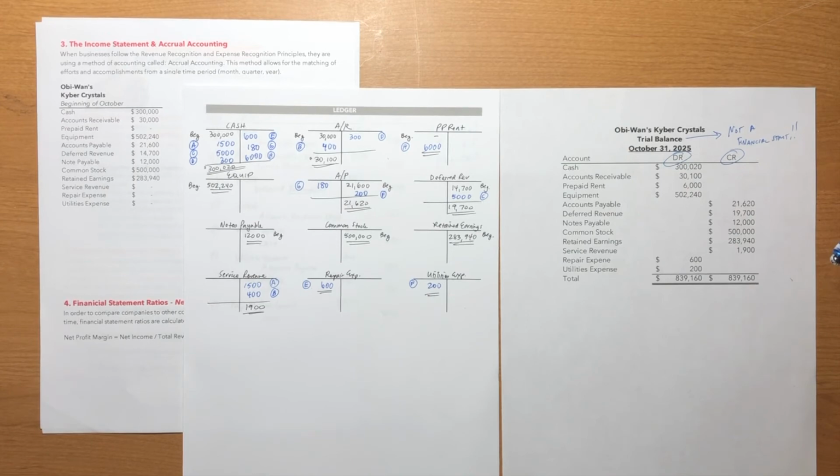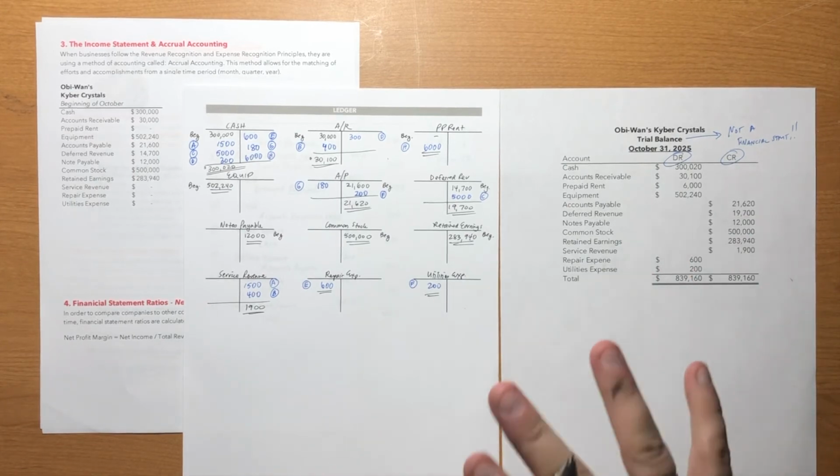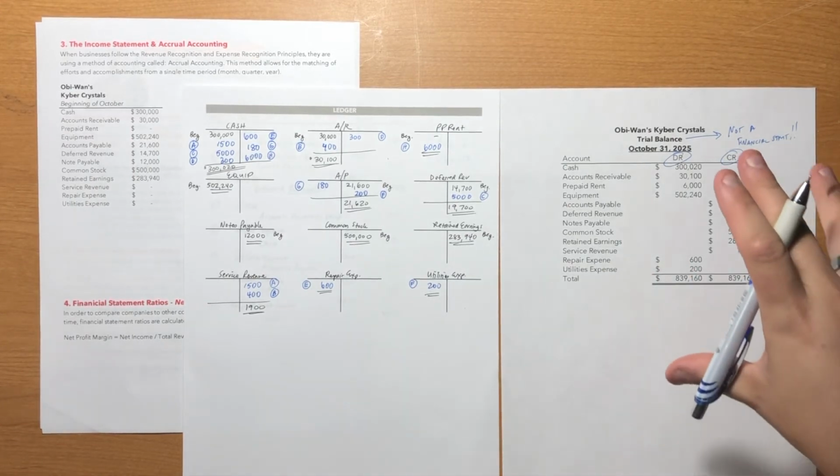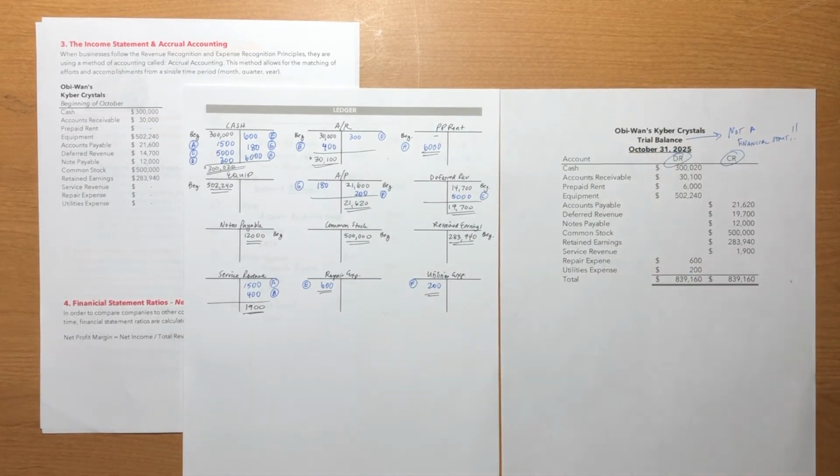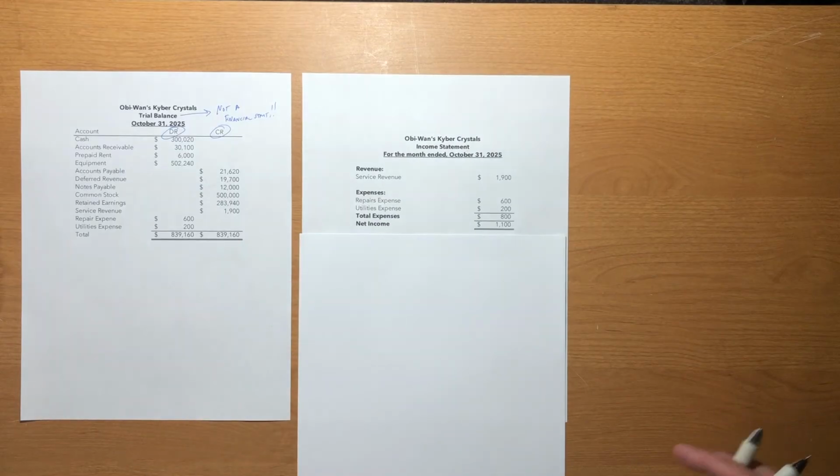What does go out to external people? Well, once we're finished with our journal entries, posting to the ledger, and building our trial balance, then we can build the financial statements. So the first financial statement that we're going to build is the income statement.